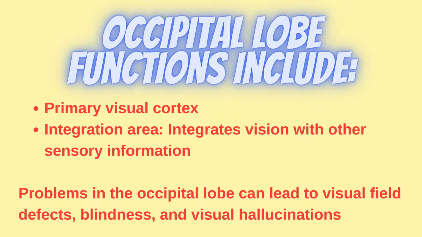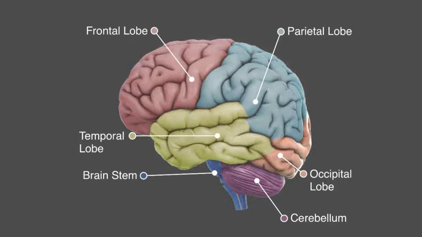And anytime there is damage to the occipital lobe, this can lead to visual field defects, it can lead to blindness, and even visual hallucinations. Okay, so let's talk about the parietal lobe.